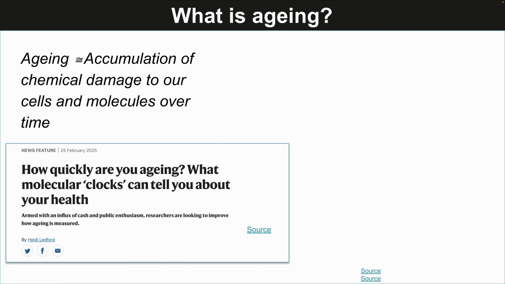Okay, we'll study aging. How do you define aging, right? So there's no one definition, unfortunately, that the entire field agrees upon.